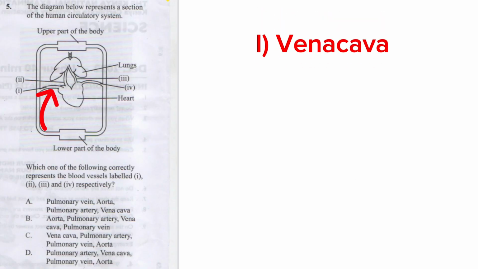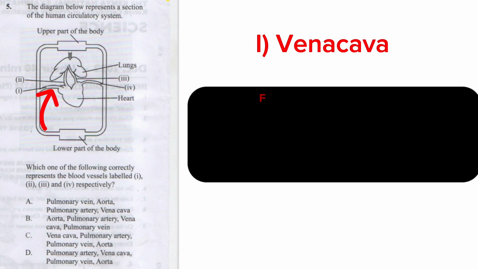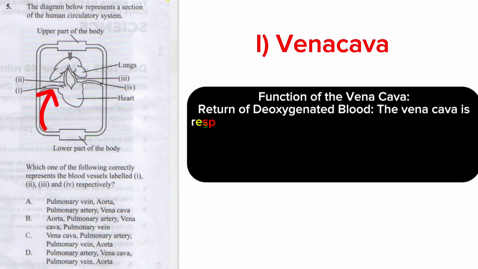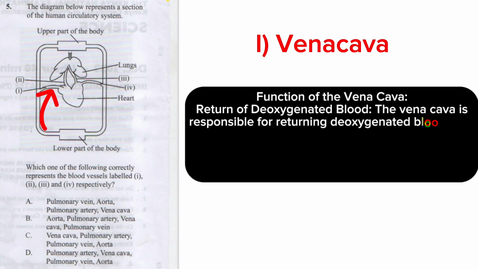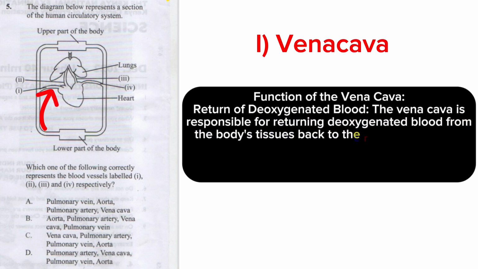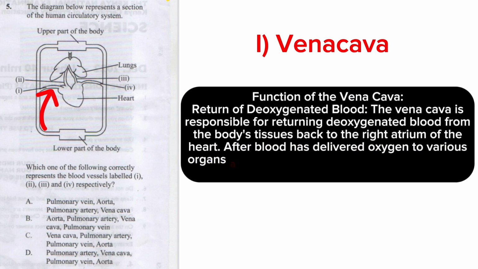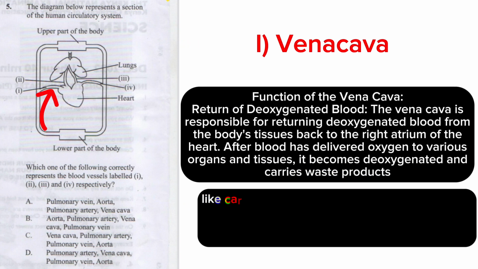So first, let's talk about the Venacava, which is the first one, Roman one. As you look at this diagram, anything that facilitates deoxygenated blood is the Venacava. The Venacava is responsible for returning deoxygenated blood from the body's tissues back to the right atrium of the heart.